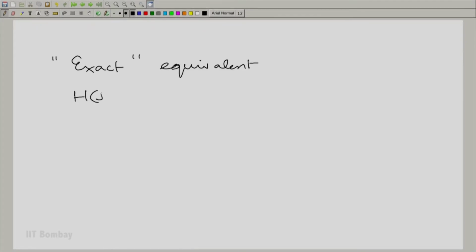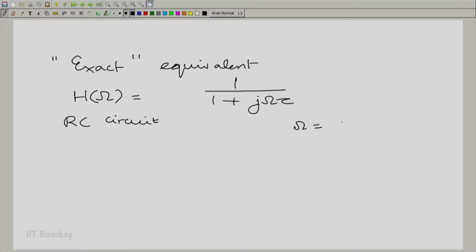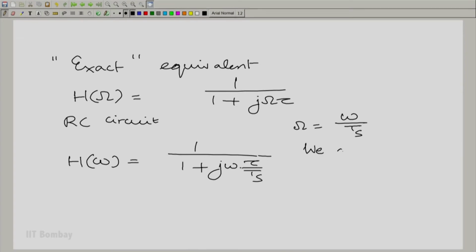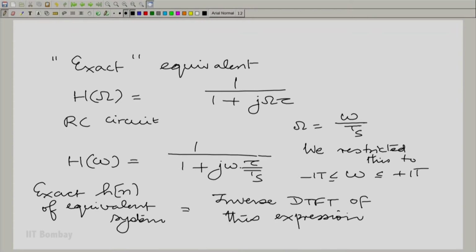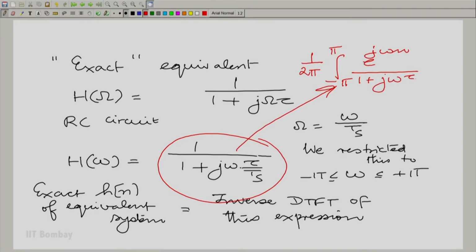So, capital H of omega for the RC circuit is like this, and you made a replacement. Capital omega is small omega by Ts. So, therefore, capital H of small omega is this, and we restricted this, and therefore, the exact Hn would be the inverse GTFT of this expression now. And how would that inverse GTFT look? Let me just write it down for the fun of it if you like.